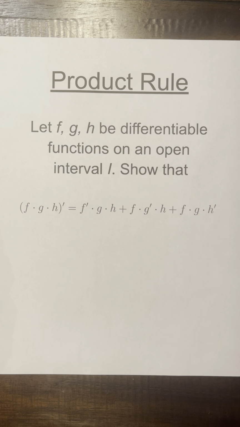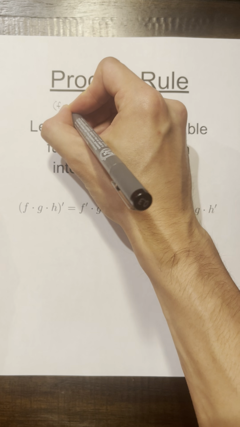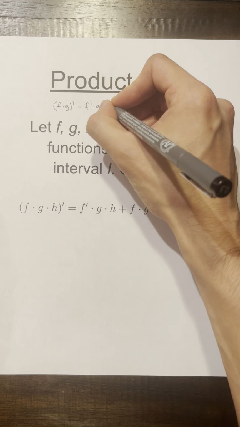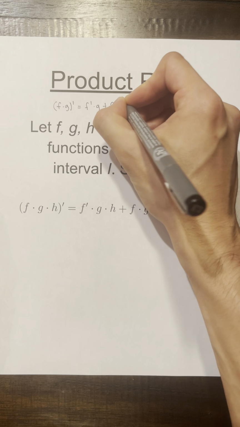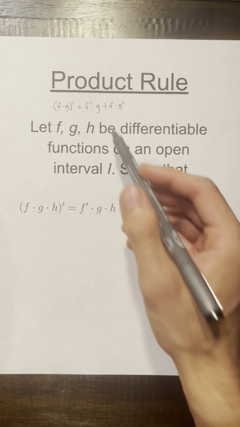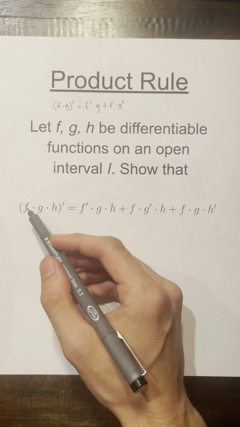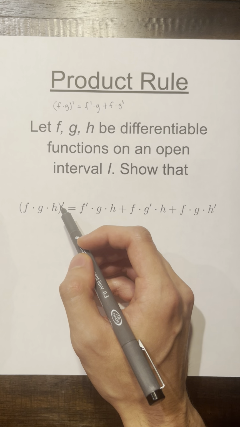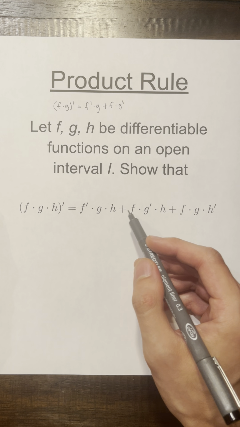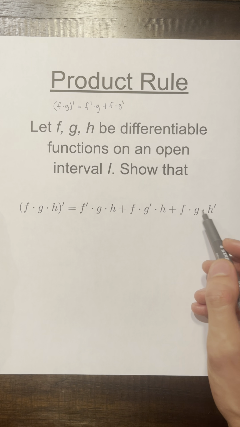How can we use this formula, (f times g)' equals f prime times g plus f times g prime, to prove that this formula is true? So (f times g times h)' equals f prime times g times h plus f times g prime times h plus f times g times h prime.